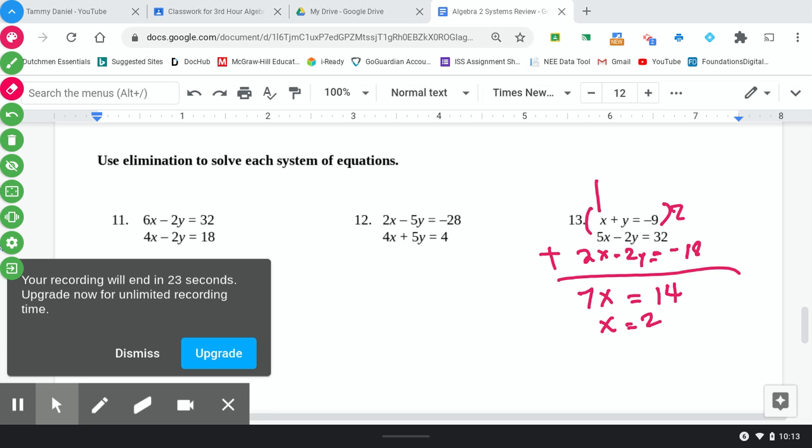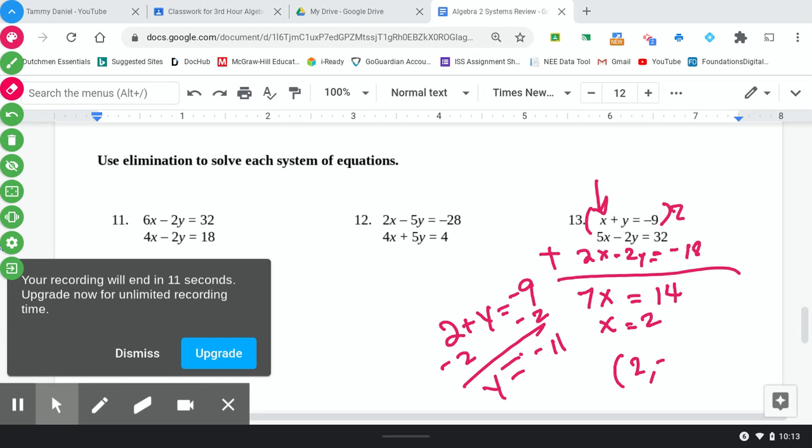So if I plug 2 back in for x right there, I get 2 plus y equals negative 9. Subtract 2 from both sides, and y equals negative 11. So your ordered pair is 2, negative 11. All right.